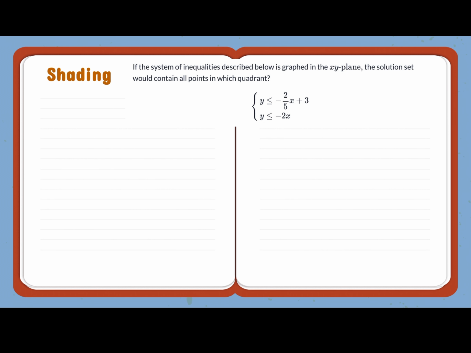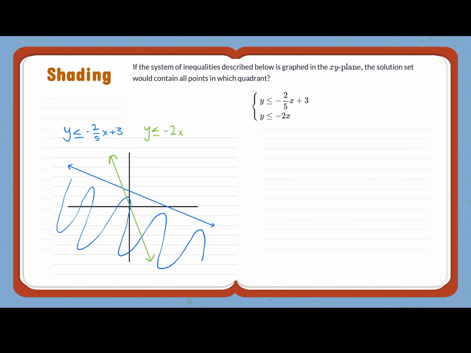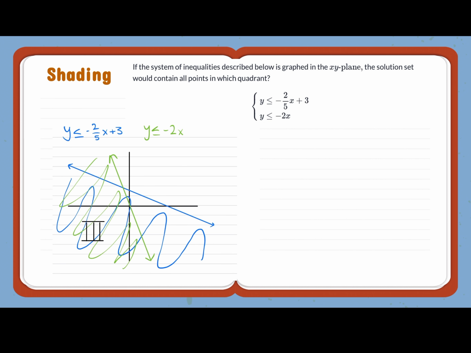Okay, so for shading, we have a similar question to the one before. So we again have a graph here. So we have the top function here, y is less than or equal to negative 2 over 5x plus 3. Again, it's less than, so we'll shade underneath the graph. And then same thing, y less than or equal to negative 2x. Now, the strength of having functions like this is that you don't have to be super exact. We can kind of estimate where these graphs will be because we're not looking for a specific point, just a quadrant, which makes life a lot easier to figure out where to shade and which quadrant is correct.